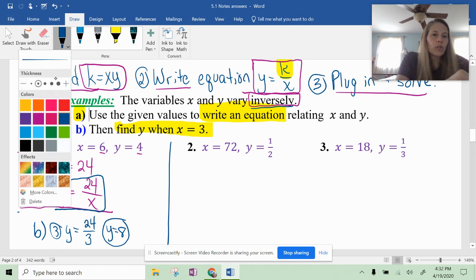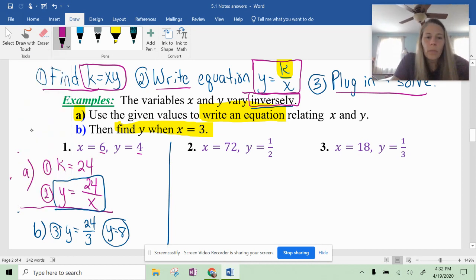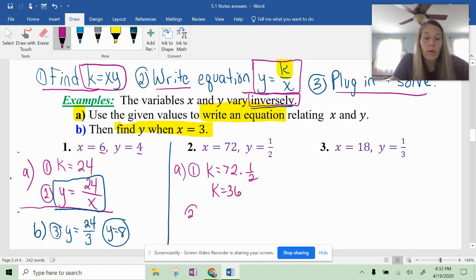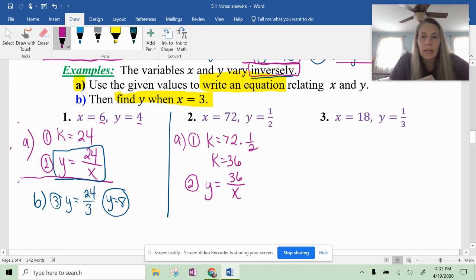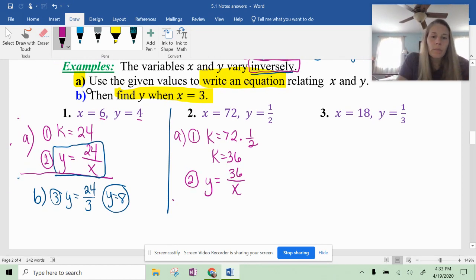Okay, so for number 2, let's try that one. For part A, you're going to first find the k value, and you're multiplying the x and the y that's given to you. So 72 times 1/2. That k value is really just half of 72, which is 36. And then we can write the equation for that. Just y equals 36 over x. So really, once you get the answer to part 1, you have part 2 as well.